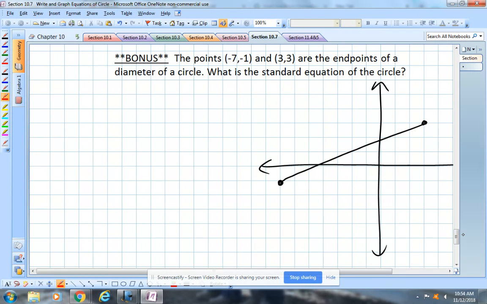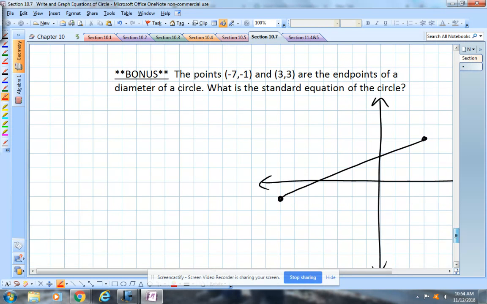Well, those are actually the endpoints of the circle. It's a diameter. I need to scroll it so you can see my words. It says the points -7, -1, that's this point right here, and the point 3, 3 are endpoints of a diameter of a circle. What is a diameter? Yeah, it divides across the center of the circle, right? That means the center is somewhere on that diameter. The diameter has to cut through a center. It says, what is the standard equation of this circle?